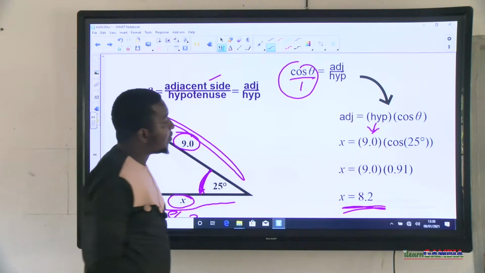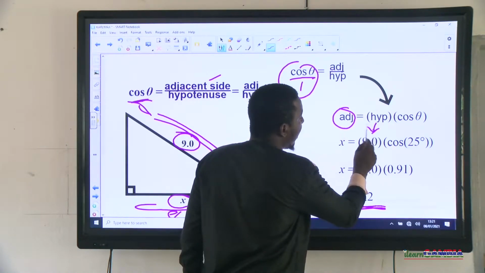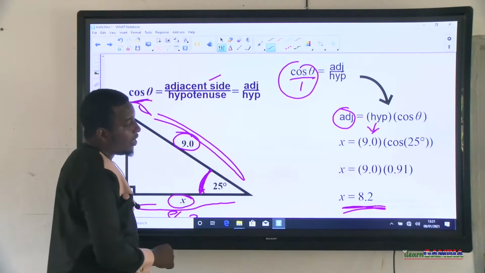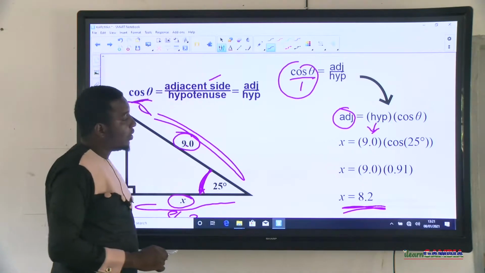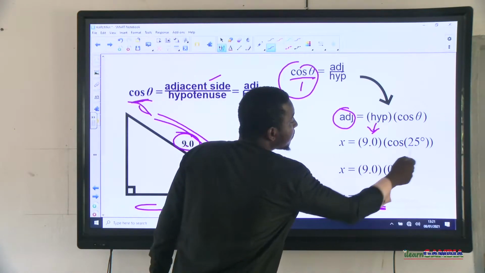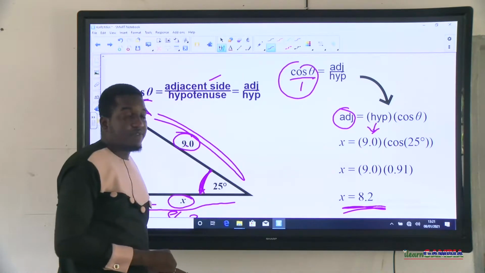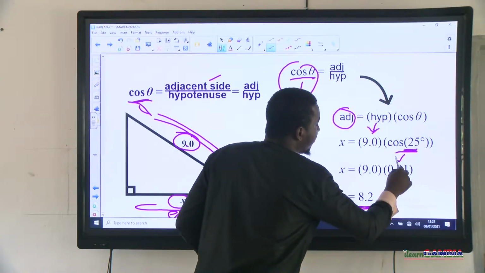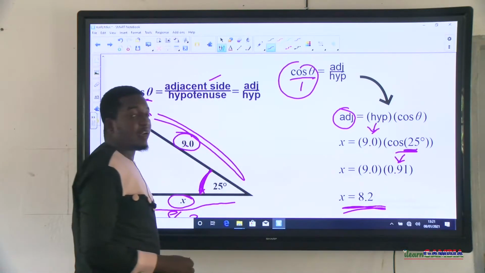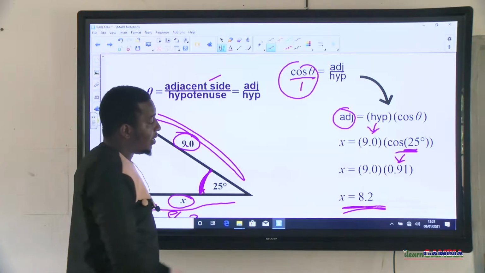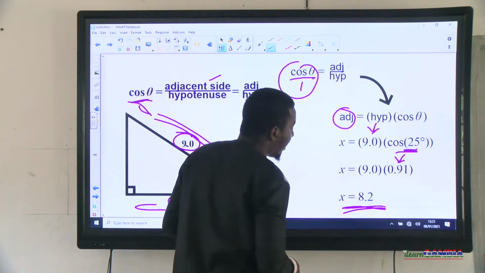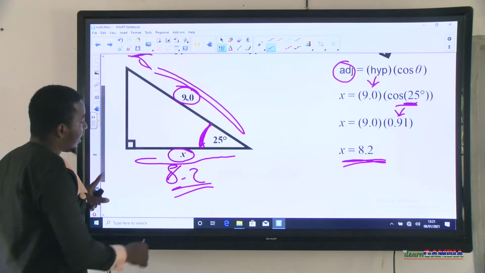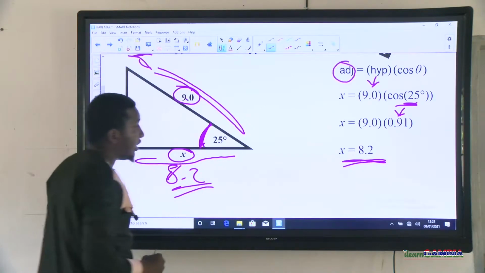Then we cross multiply there to have the adjacent of the angle is equal to the hypotenuse multiplied by the cos of the angle. Now the reference angle there is 25 degrees and the hypotenuse is 9.0. So we have 9.0 multiplied by cos of the angle, which is 25 degrees. So it's 9.0 multiplied by cos 25. And when we simplify cos 25, we have what? We have 0.91. Then 9.0 multiplied by 0.91 is going to give us 8.2. Then the value of x there is equal to 8.2.